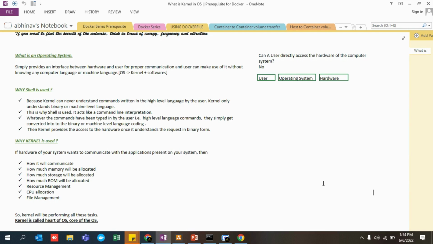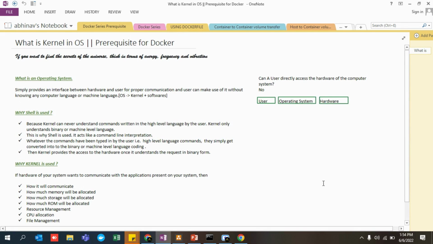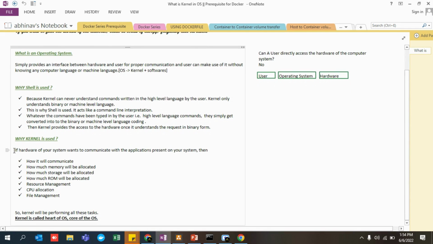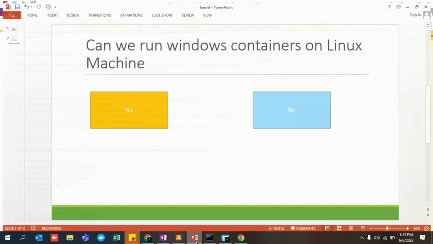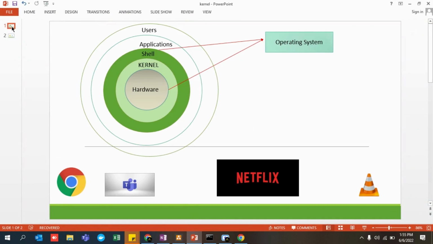There are two types of mode: one is user mode and the other is kernel mode. Not going deep, just try to understand that there is a kernel which basically takes care of all these things, and there is a shell part also. What and why this shell is being used, we first need to understand with the help of this diagram. Let's quickly go through it.